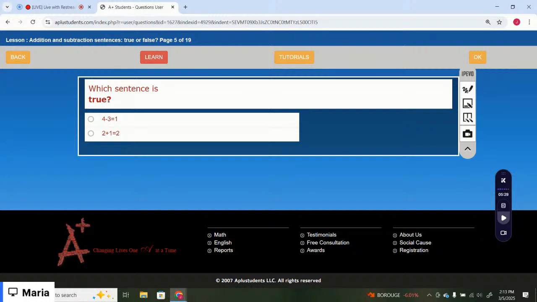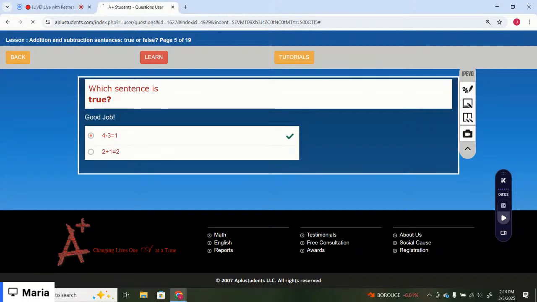Which sentence is true? 4 minus 3 equals 1, and 2 plus 1 equals 2. That is 4 minus 3 equals 1. Option number 1 is the correct option.